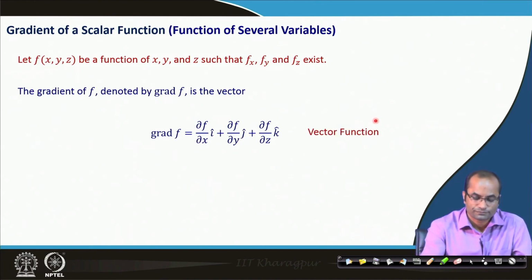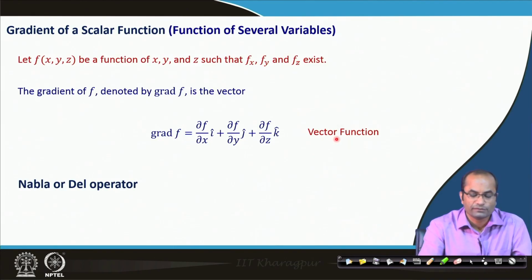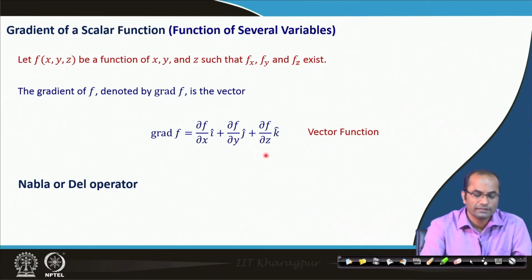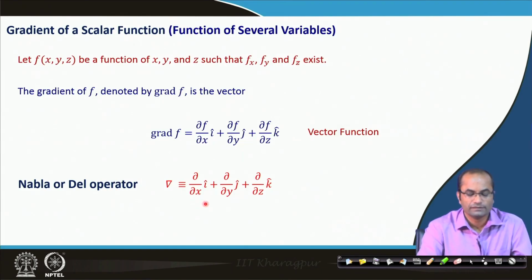So, this is a vector function again, which we have just studied. The gradient of f is a vector function, and with the help of the nabla or del operator, we can define this again for our convenience. This del operator is defined with the partial derivative with respect to x as the x component, the y component, and then the z component.